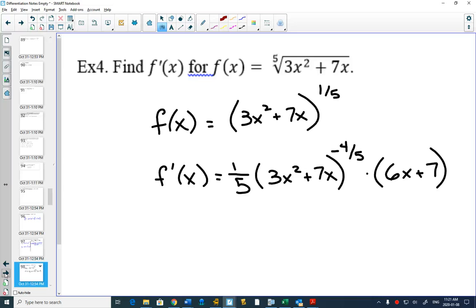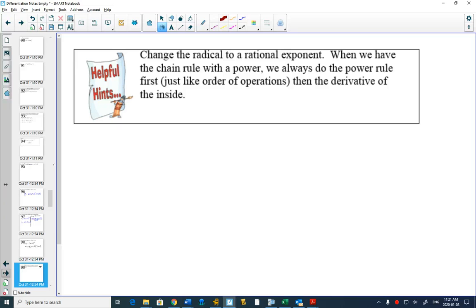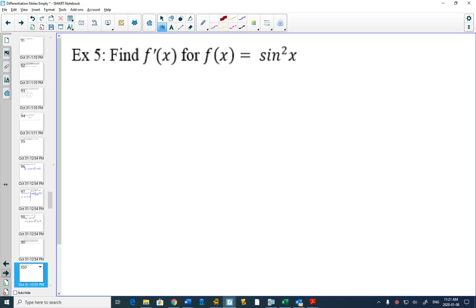Nice. All good? So now here's the hint: change that radical to a rational exponent. Now we can start to change things that don't just have polynomials and powers. Okay?